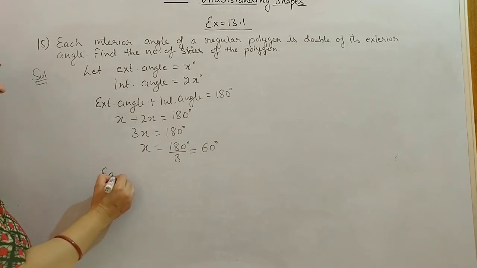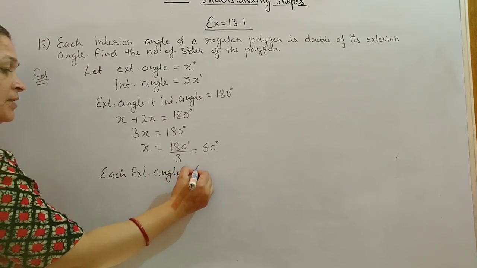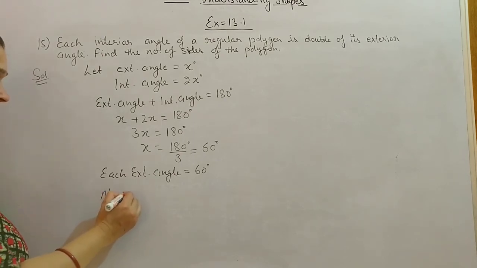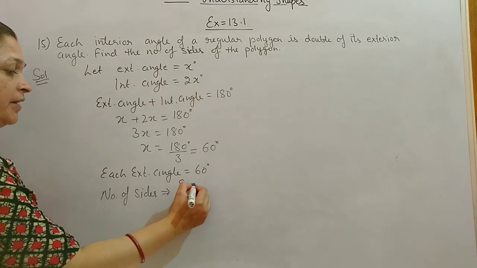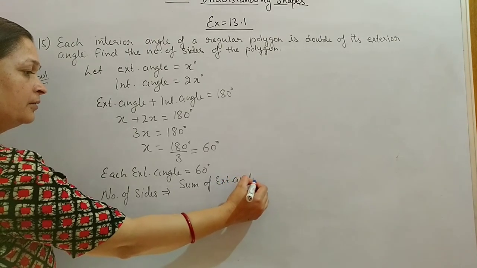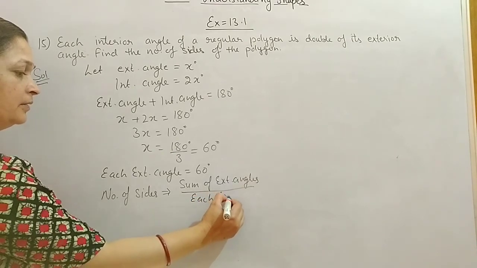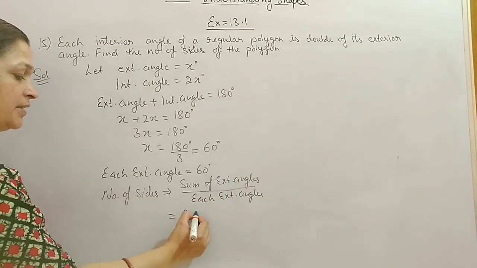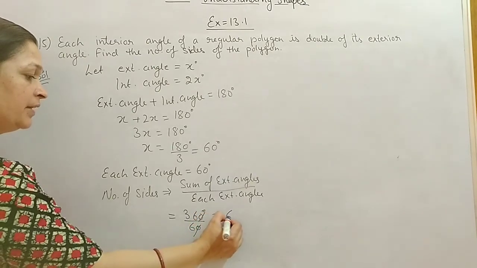Each exterior angle is 60 degrees. Now we have to find the number of sides. The number of sides will be the sum of exterior angles by each exterior angle. The sum of exterior angles is always 360 degrees, and each angle here is 60. Do the cancellation, and you will get 6 sides here.